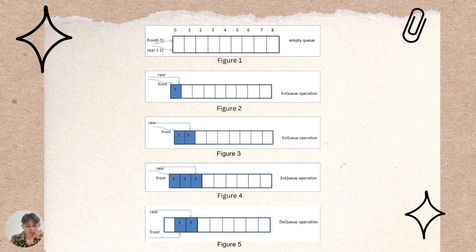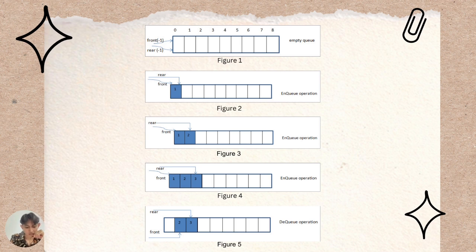The rear end pointer is the place from where elements are inserted into a queue. The operation of adding or inserting an element in the queue is called enqueue. The front end pointer is the place from where elements are removed from the queue. The operation to remove or delete elements from the queue is called dequeue. When the rear pointer's value is size minus 1, then we say the queue is full. When the front is null, then the queue is empty.